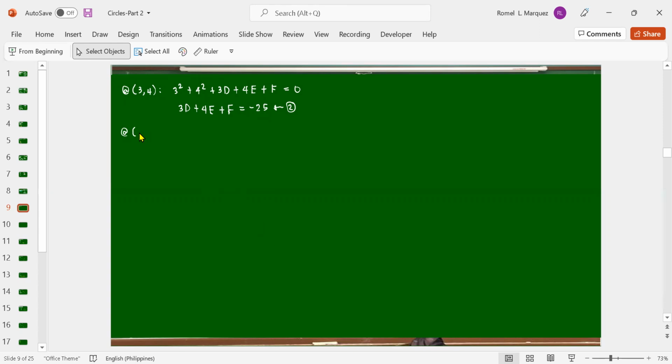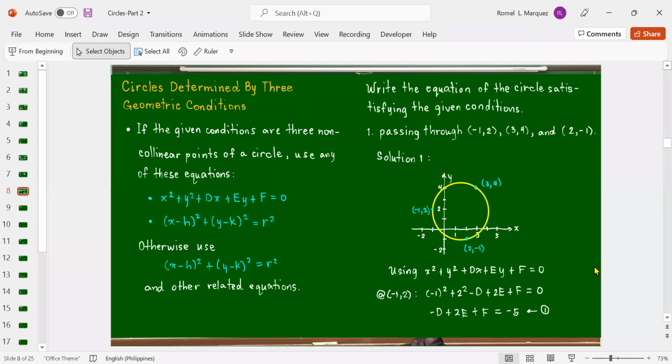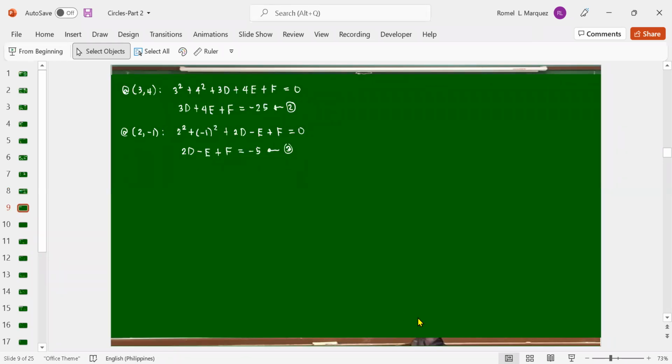At the third point, we have 2, negative 1. Substituting this to the x and y of the general form of the circle, we have 2 squared plus negative 1 quantity squared plus 2d minus e plus f is equal to 0. Okay? Simplifying, we have 2d minus e, then plus f is equal to negative 5. This is equation number 3. Let us solve these 3 equations, this first, second, and third simultaneously.